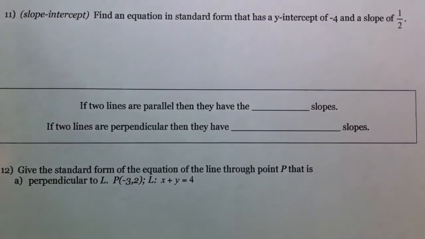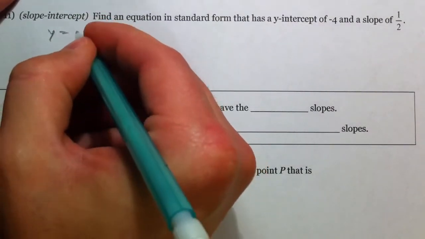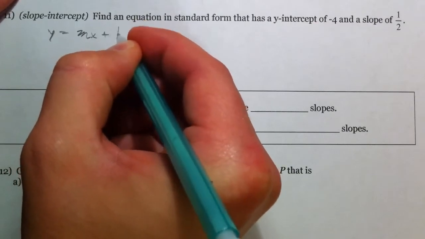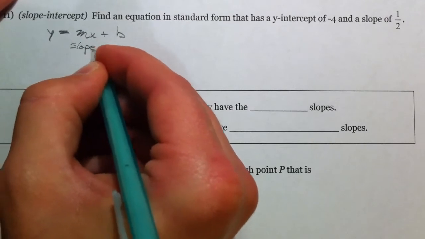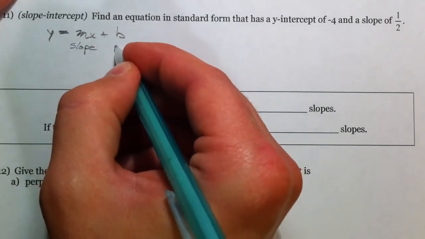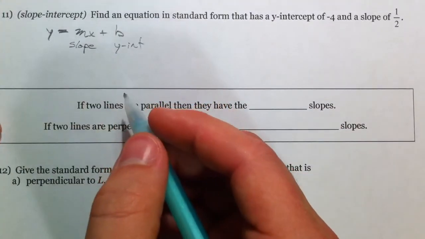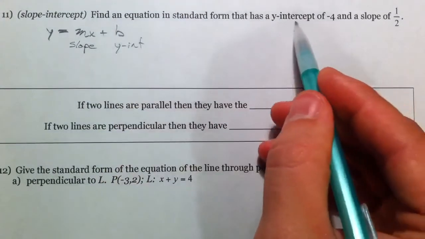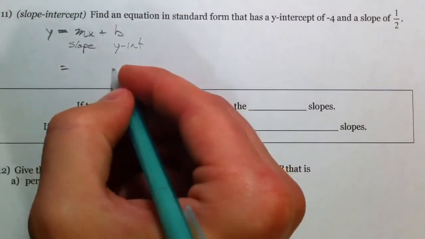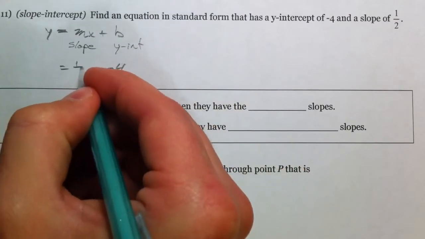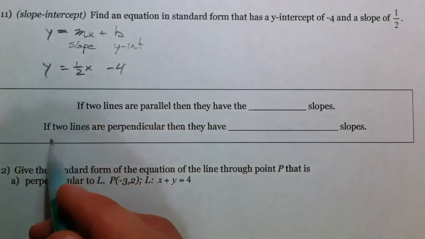Alright, let's use slope-intercept form for this one. So what we mean by that is y equals mx plus b. M being the slope, b being the y-intercept. These are the nice ones, especially in this one because it says y-intercept of negative 4, so we know the y-intercept and we know the slope, 1/2 x, so y equals 1/2 x minus 4.